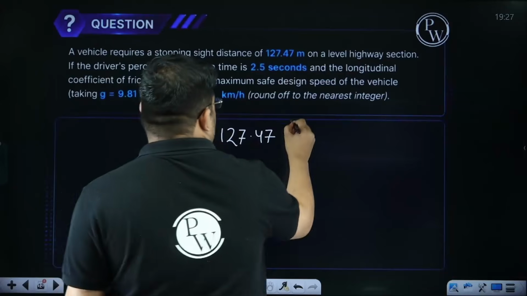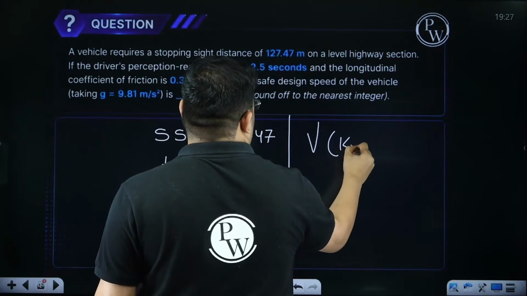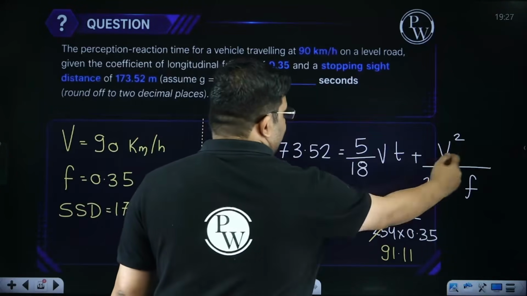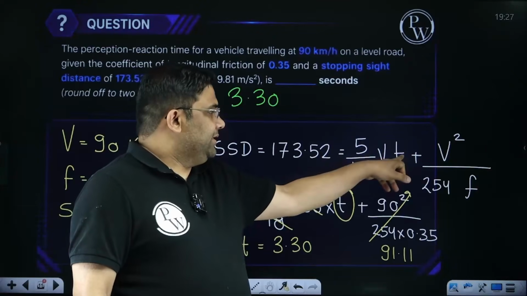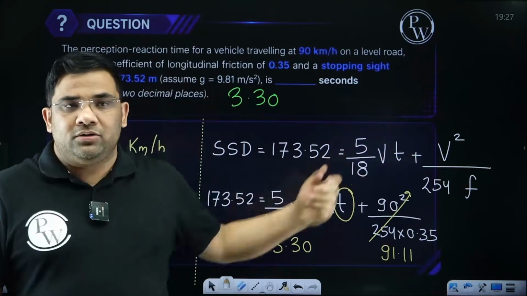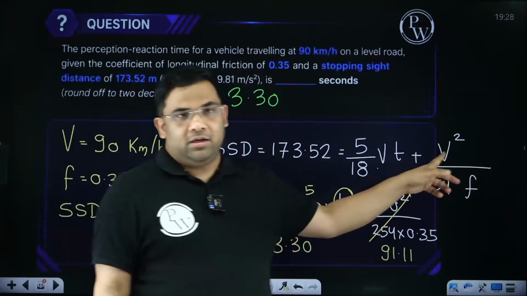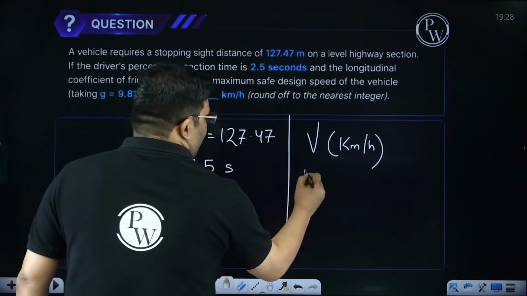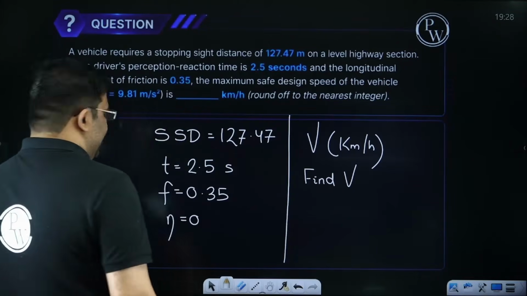What is asked? Find out the safe design speed, meaning they are asking for the speed in kilometer per hour. So in this equation, if the SSD is given, the reaction time T is given and F is given, the only missing thing is V, and you can solve for V. Actually a quadratic in V will be formed because there is V square. You can solve the quadratic and find V here. Okay, so solve this question and give me the answer in the comment section.